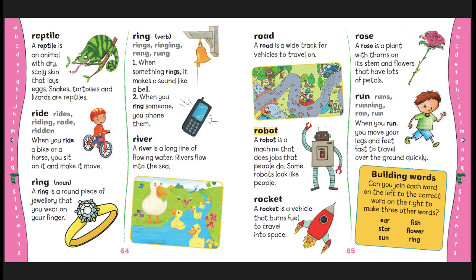Robot. A robot is a machine that does jobs that people do. Some robots look like people. Rocket. A rocket is a vehicle that burns fuel to travel into space.